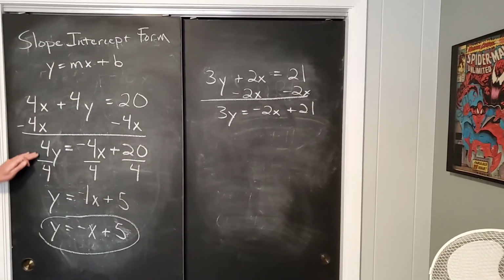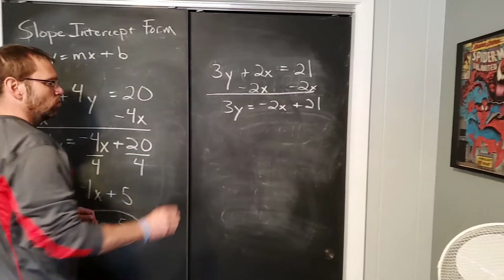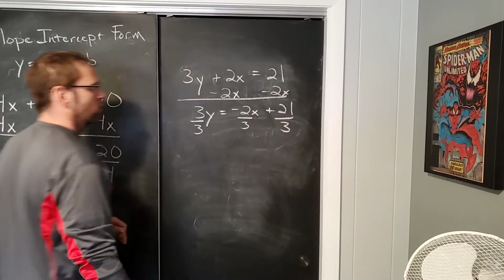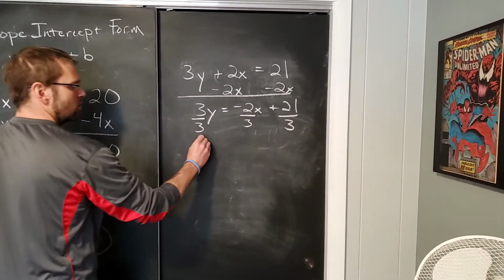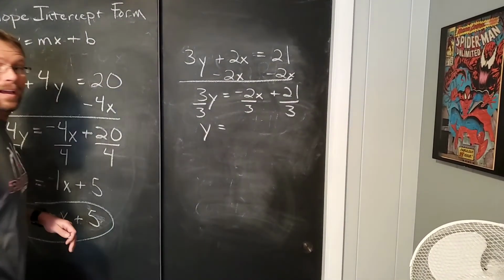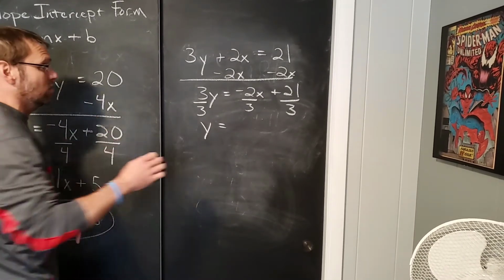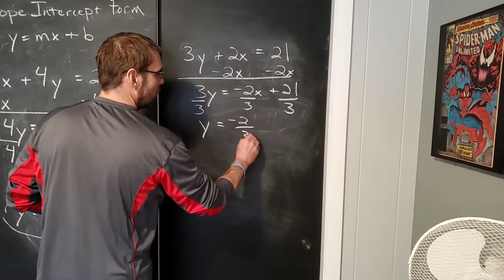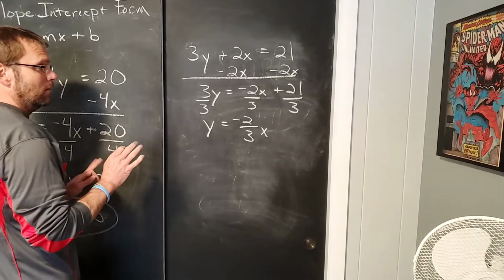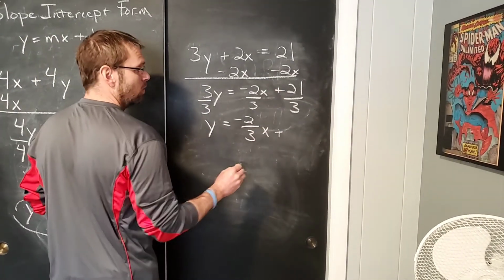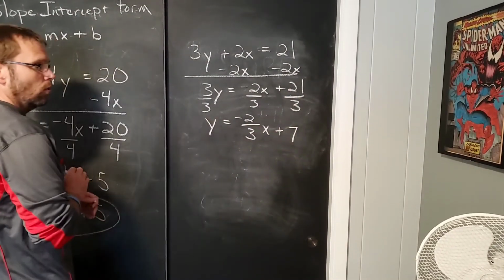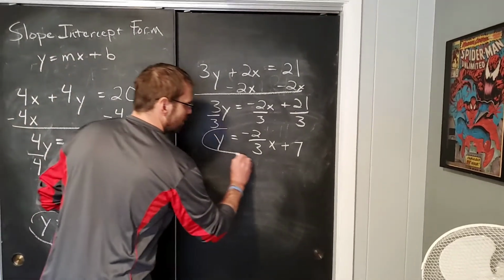Same step as over here now. I had 4y, so I divided by 4. I am going to get rid of this 3 by dividing by 3. But something is going to happen. This goes away. I just have y, which is good, equals. Now right here, 2 can't be divided by 3. I just want to leave that as a fraction. Don't make this into a decimal. 2/3 doesn't work out very well anyway. It's a repeating decimal. So I just leave it as negative 2/3 x, just like that. Plus, and then this actually works out nice, 21 divided by 3 is 7. If this didn't work out, you could either leave it as the fraction or make that into a decimal. This is the best we could do.